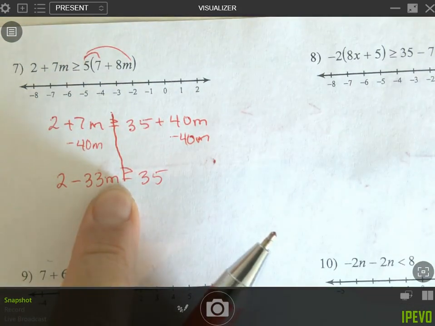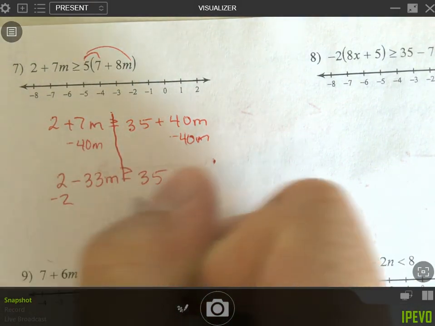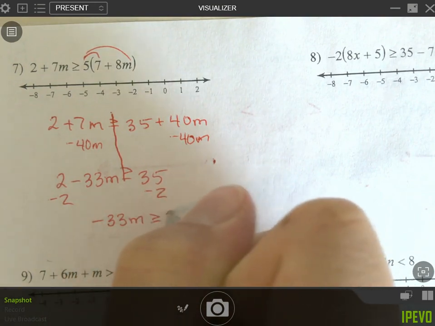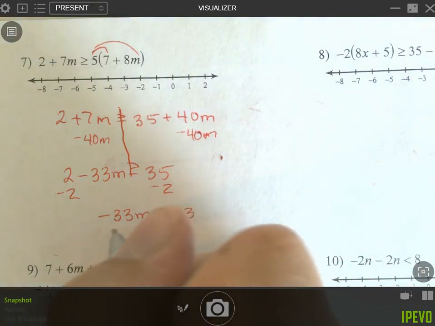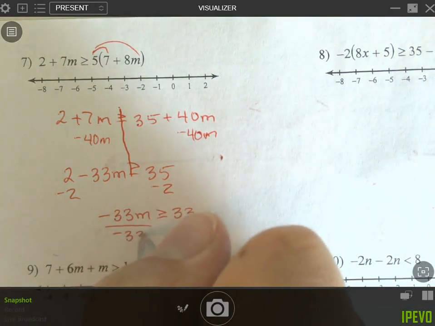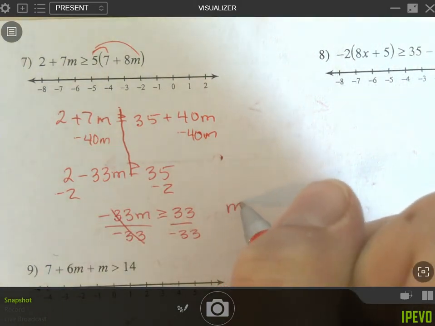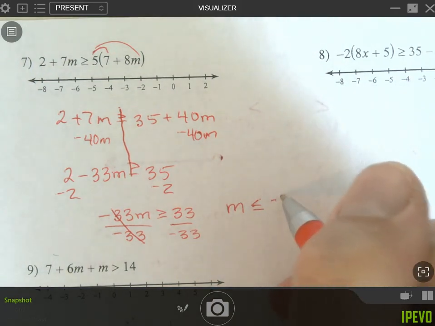Now, if the m's on this side, I want to get rid of everything, so I'm going to get rid of the 2 first. And that'd be negative 33m is greater than or equal to 33. And at that point, then I want to break up my multiplication. I am dividing by a negative. So this is gone. I have m. I need to flip my sign, and 33 divided by negative 33 is negative 1.